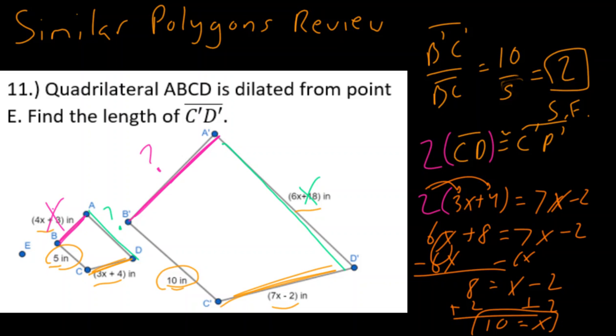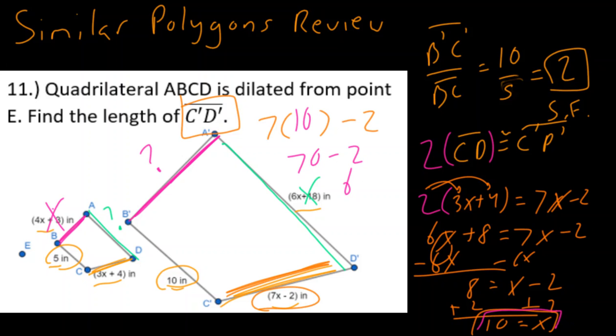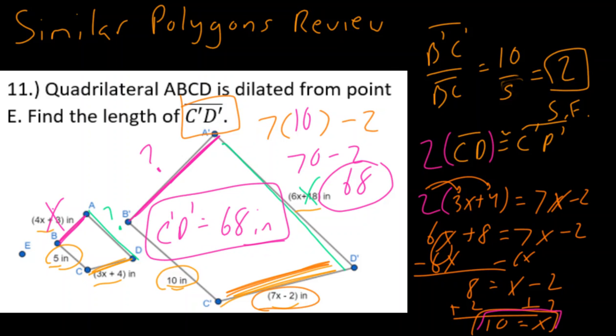Is that the answer? And guys, this is where a lot of y'all really get tripped up. Y'all find x and then y'all completely stop. But look, this says find C prime D prime. Well guys, we want to go ahead and utilize this expression of 7x minus 2, where we know our x term is 10. 7 times 10 is 70 minus 2, 68. That is the answer. C prime D prime is equal to 68 inches. Okay, let's go ahead and do one more example.